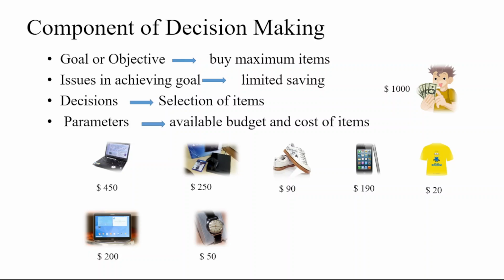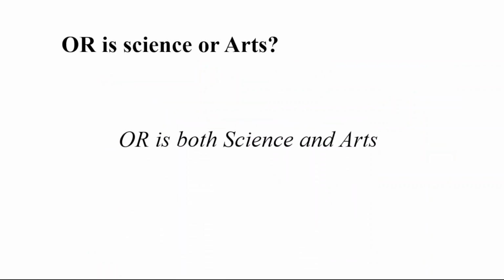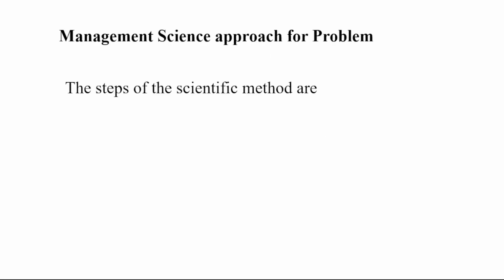And then we have a set of constraints. Those constraints are the problems that we face. So in fact, in the decision making process, we convert an entire business problem into mathematics. This conversion is an art, and the solution to the problem is a science. Therefore, there is a debate on whether operation research is an art or a science. So the answer is, operation research is both science and art.